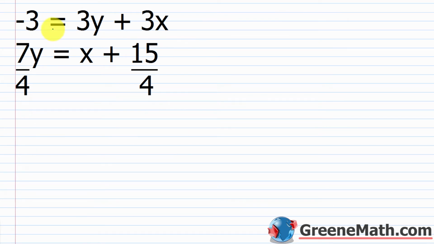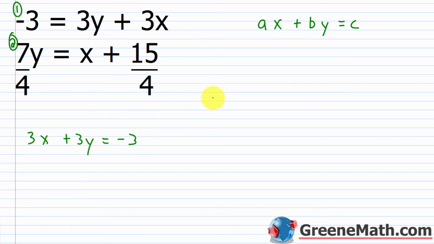So we have negative 3 equals 3y plus 3x. We have 7/4 y equals x plus 15/4. So this is equation 1, and this is going to be my equation 2. If I want it to look like this, ax plus by equals c, for my first equation, I could just simply write it as 3x plus 3y is equal to negative 3. So that solves that.